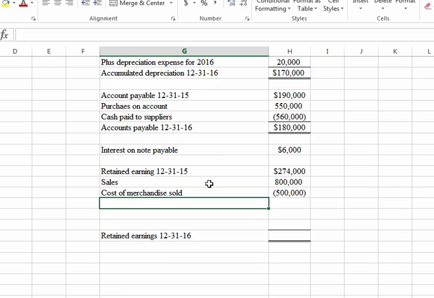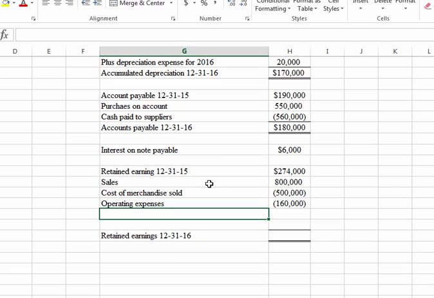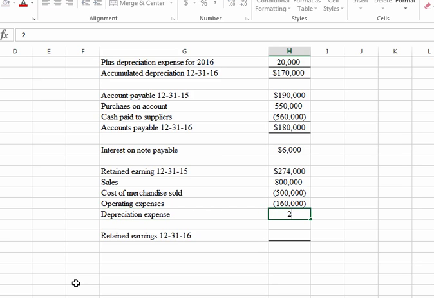Right, then we've got operating expenses. You're having to assume they were paid in the period incurred here. They don't really mention that, but we'll make that assumption. Okay. We also have depreciation expense for the year of 20. Remember, it was 20,000 from that additional information.